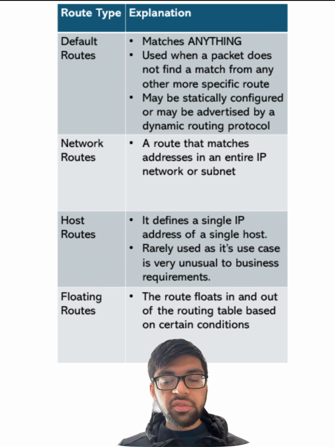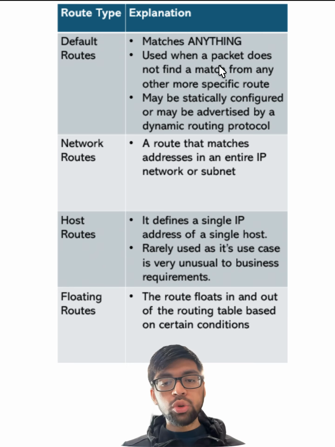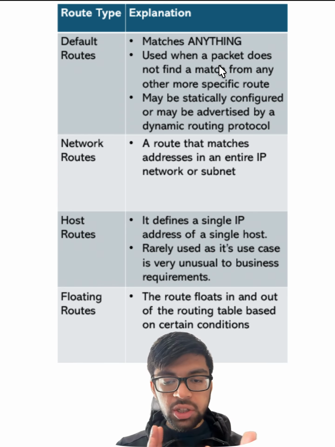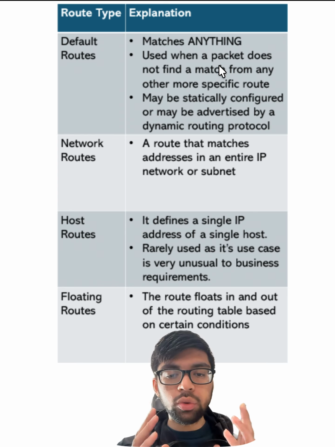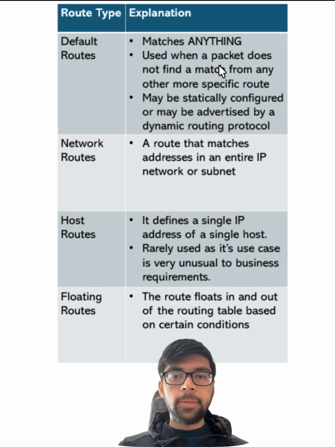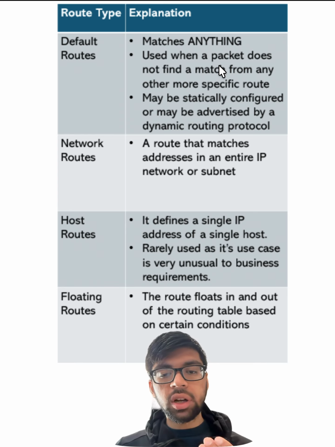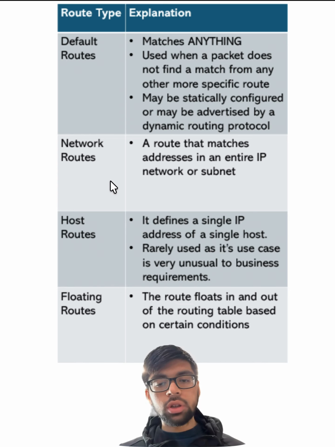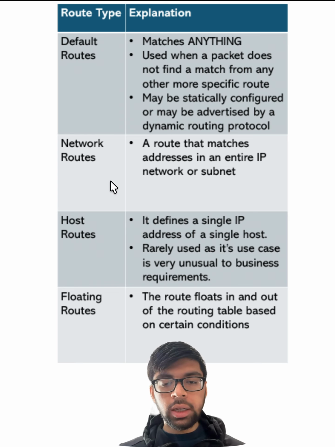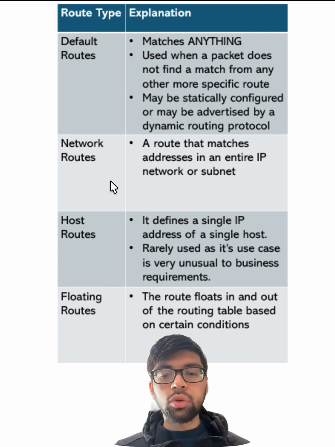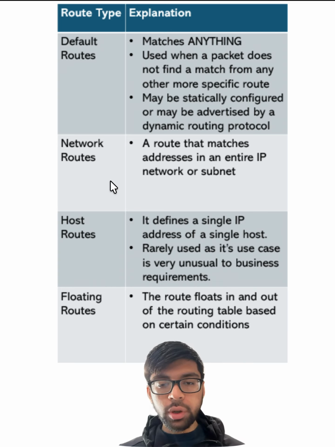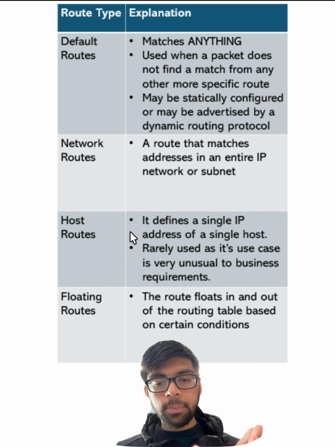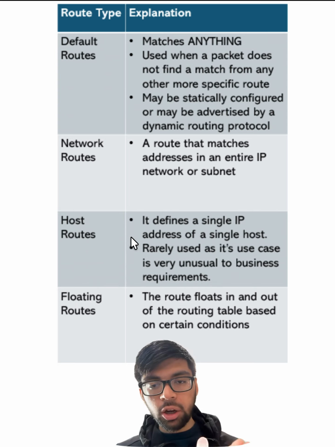So firstly, the default route matches anything. It's used when we don't have a more specific route matching in our routing table. So we use the default route. Now, it can be statically configured. It can be advertised by a dynamic routing protocol such as OSPF and EIGRP. Network routes are routes that match addresses in an entire IP network or a subnet. Host routes are used for routing to a specific host, the specific IP address of a particular host.